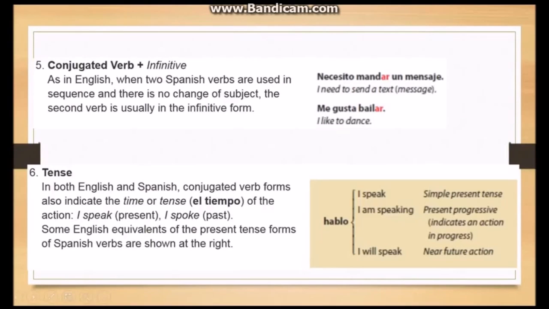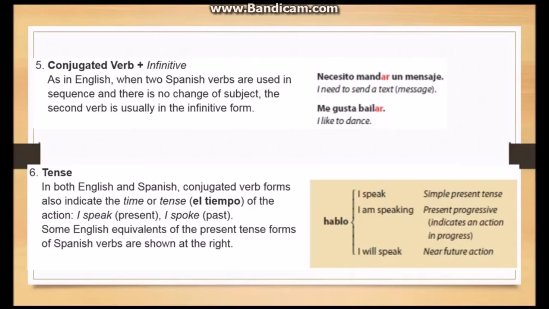One thing we want to keep in mind before we look at how we conjugate a verb is some grammar points. When we have two verbs that are used back to back and the subject hasn't changed, we keep the second verb in the infinitive form, usually. Let's say we take the sentence, necesito mandar un mensaje. I need to send a text message. I'm the same subject. So because the subject hasn't changed, we only conjugate the first verb, necesito. The second verb, the one immediately after it, we do not conjugate. So keep it with that AR ending.